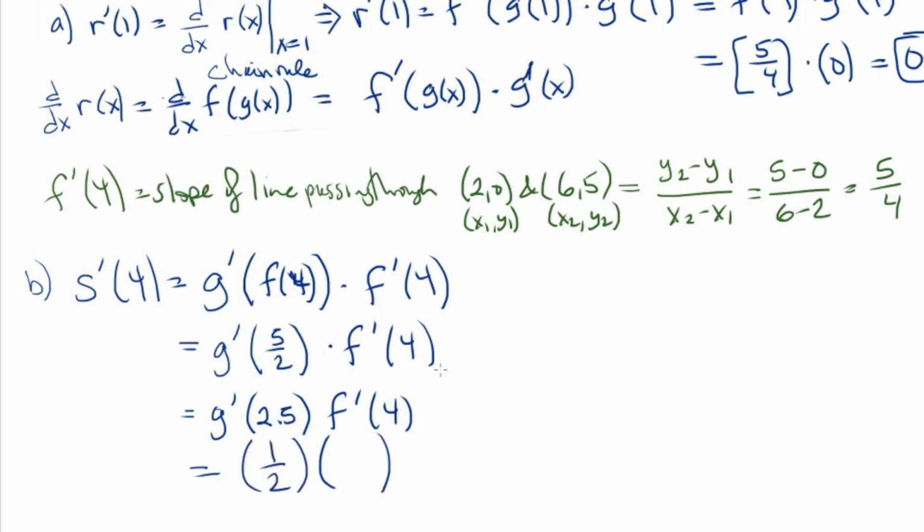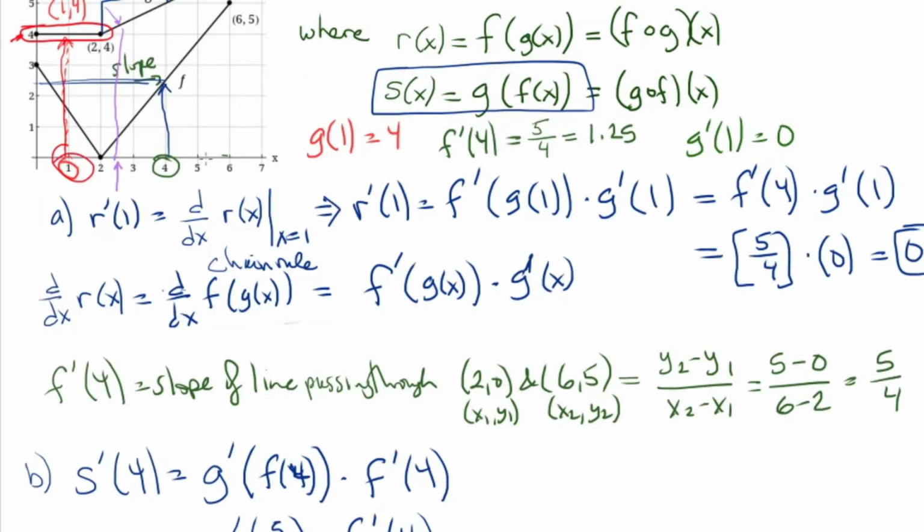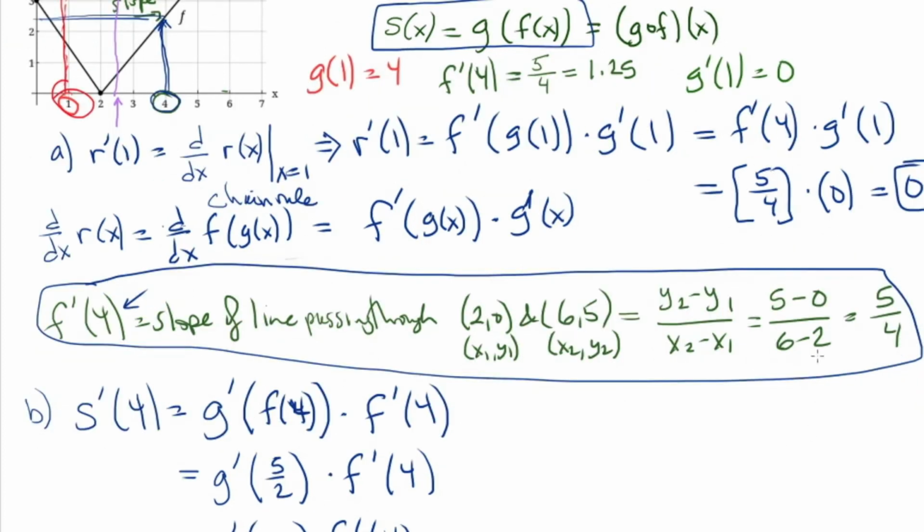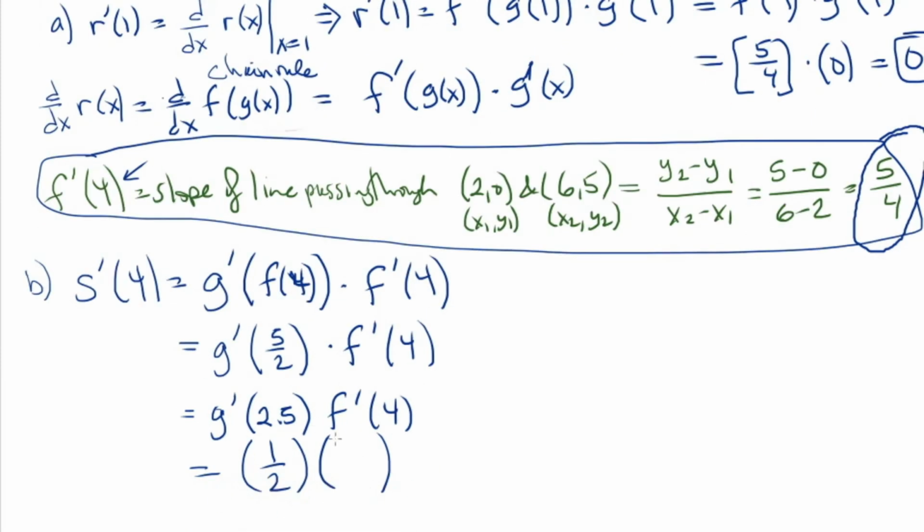Now, what's f prime of 4? What's the derivative of f at x equals 4? It's the slope of this line segment here. But we already answered that. We did that in part A, even though it wasn't necessary. Now it is. This is the answer to f prime of 4, right here. It was equal to 5 over 4. So f prime of 4 is just 5 over 4. We can go through this whole argument again, but it's the same answer, 5 over 4.